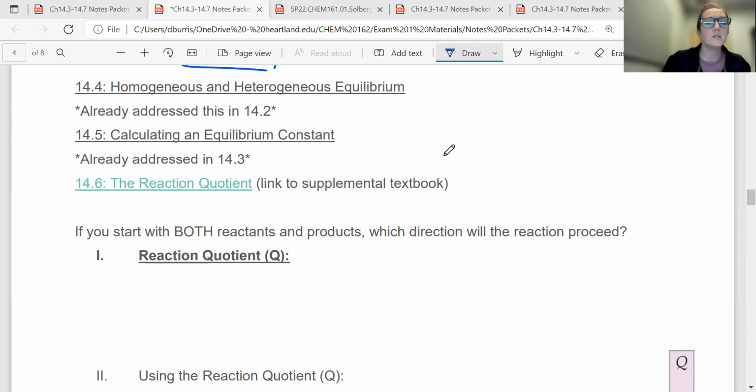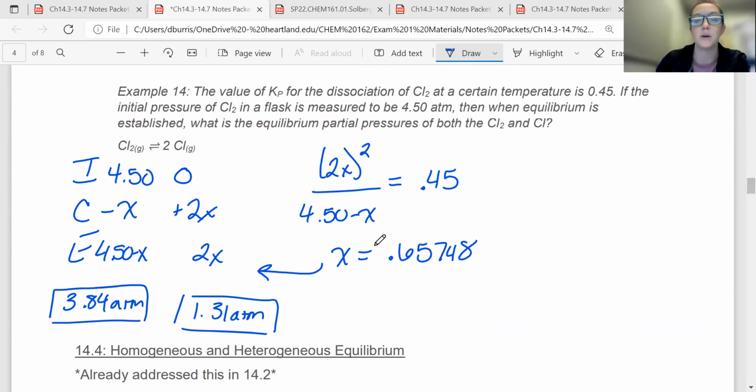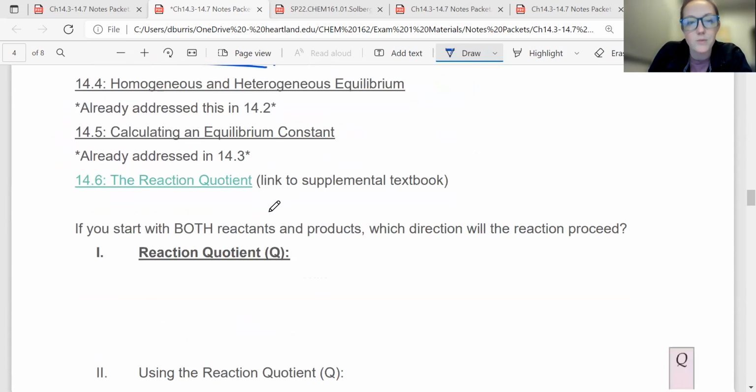So we're going to talk about what's called the reaction quotient. What happens if I start with both reactants and products in my reaction vessel? Will it go in the forward direction to reach equilibrium? Will it go in the reverse direction to reach equilibrium? That is what we have to figure out. All of these examples that we've been doing, I have just started by giving you reactants, so obviously it's going to proceed forward and make some products. Now, if I give you some of both, which way is it going to go?